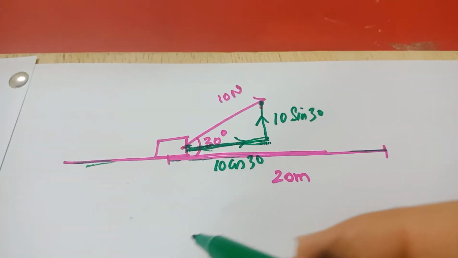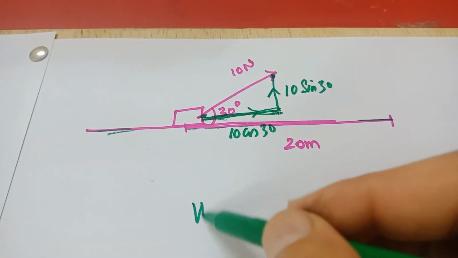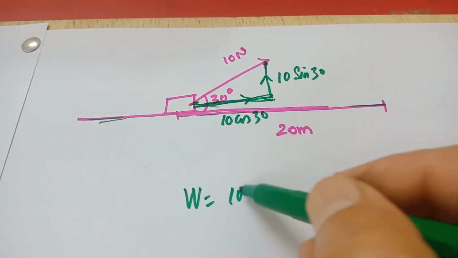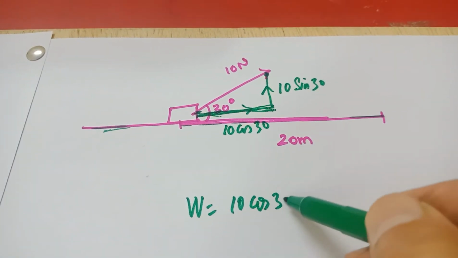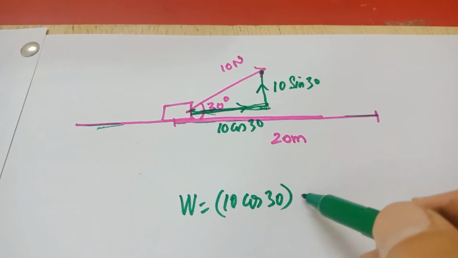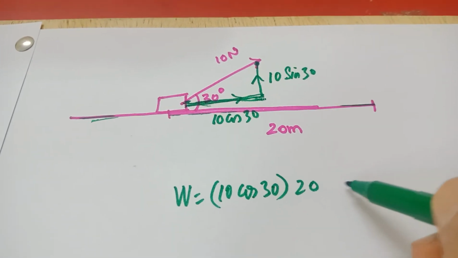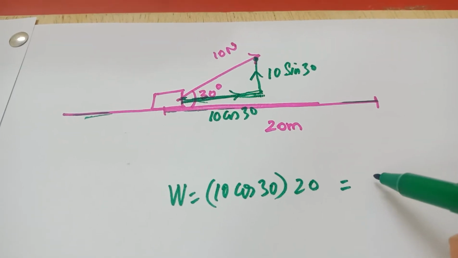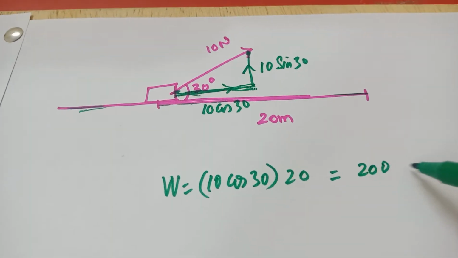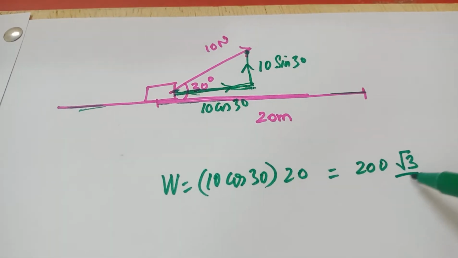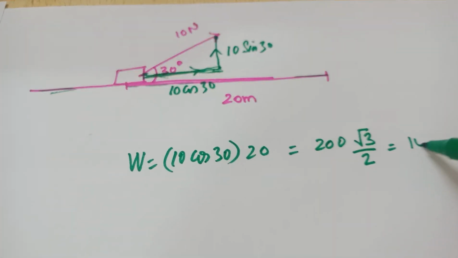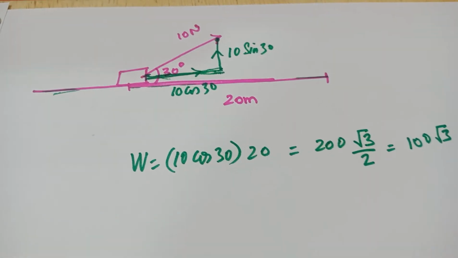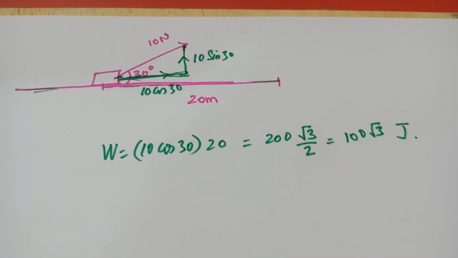So this time the work done is going to be 10 cos 30 times this 20. So this is going to be 200 root 3 over 2. So that is 100 root 3 joules. This much work has been done.